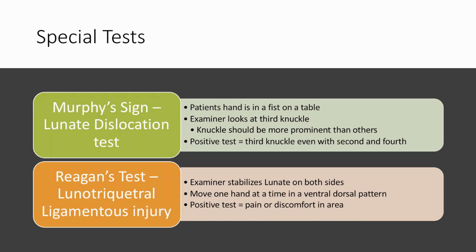The Reagan's test is the test for lunotriquetral ligamentous injury. It is where the examiner uses both hands to stabilize the lunate on either side. Moving one hand at a time, you move in a ventral to dorsal pattern, and if the patient has pain when you're moving their hand, it's a positive test.